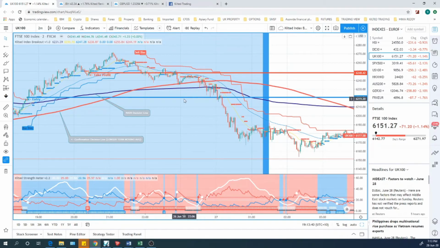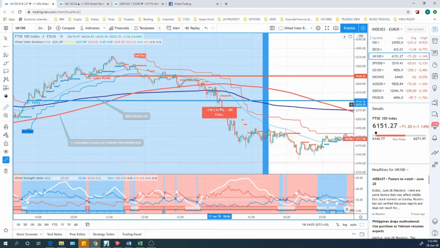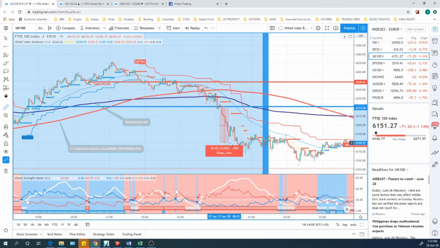Okay, and then it's hit an area down here where we've got our matching confluence on our Kilted strength meter saying you are going down, and down it sure did. We've actually got a bigger move, it would appear, down here. So if we took an entry, ideally you'd have probably taken an entry here. Where would you have got out? You'd have probably got out around here somewhere, I think, because we've got the 2 blue dots turning up here.